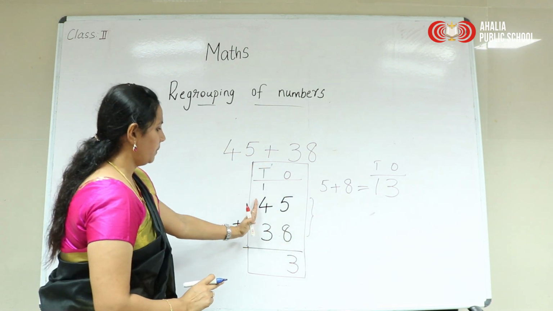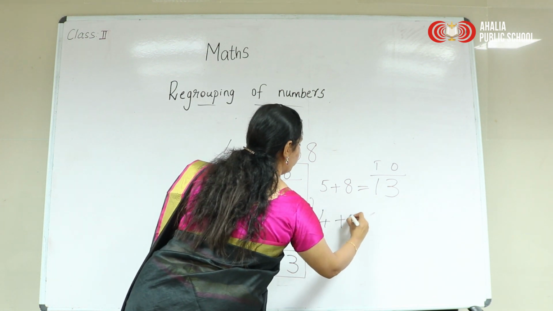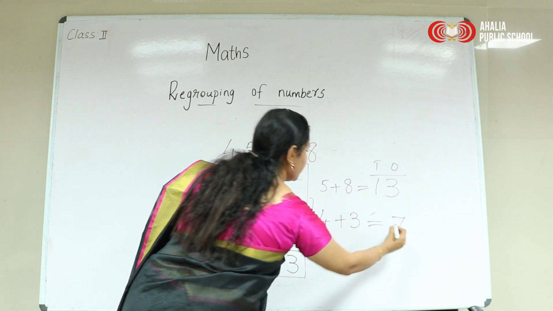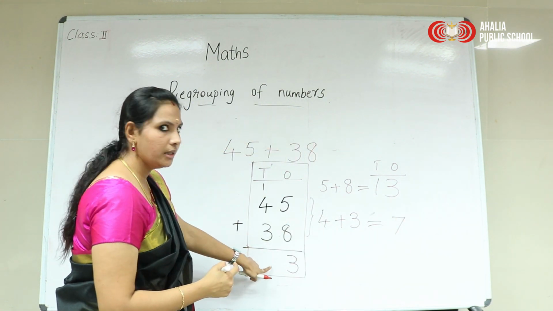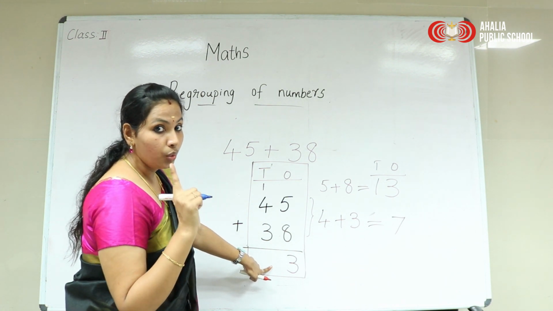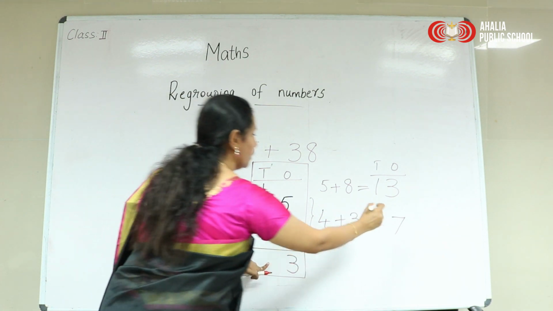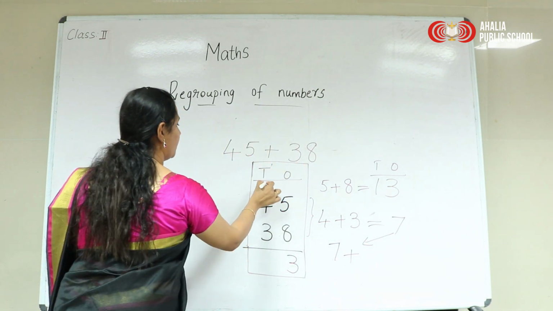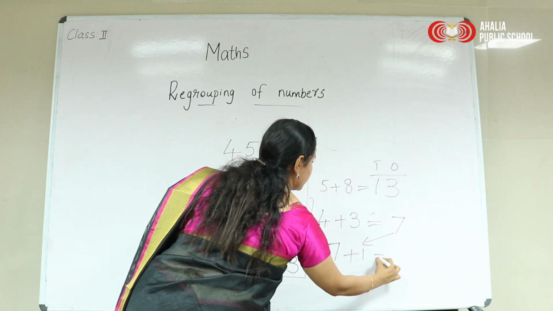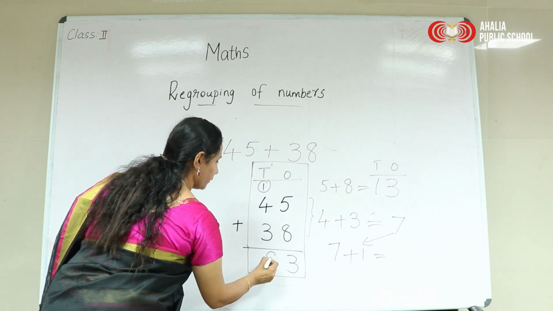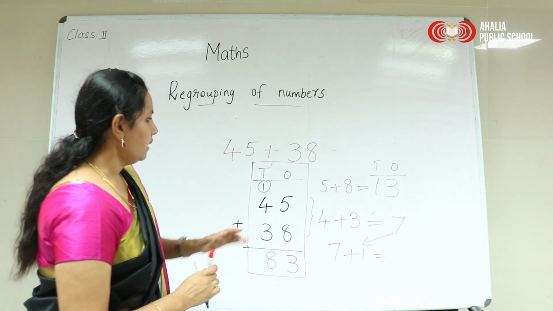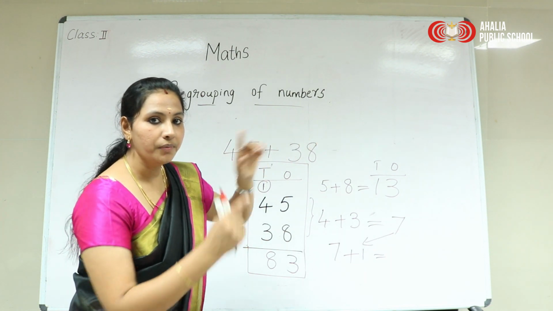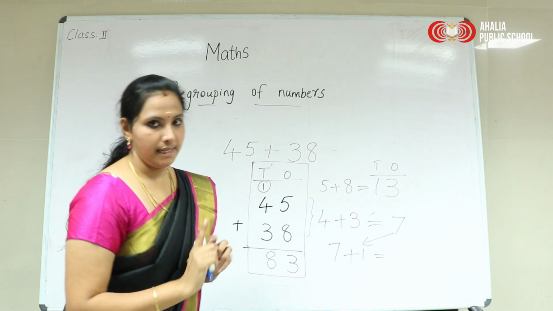What are the numbers in the tens place now? Yes, 4 plus 3. How much is 4 plus 3? 5, 6, 7. 7 is a single-digit number. We have to write 7 here directly. No. We have to add this 7 plus the carry forward number, right? 1. 7 plus 1 equal to 8. See, the carry forward number is known as regrouping of numbers from ones to tens.